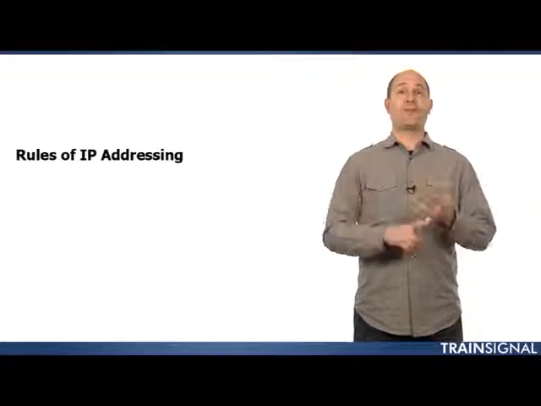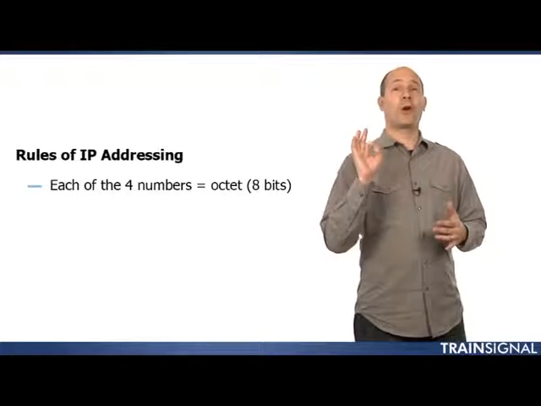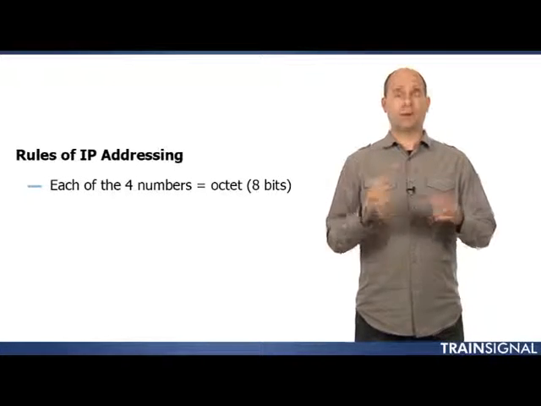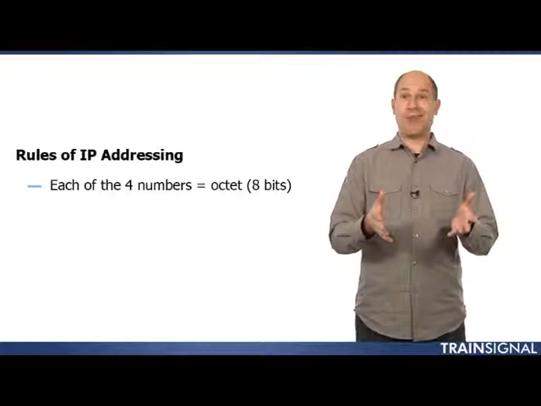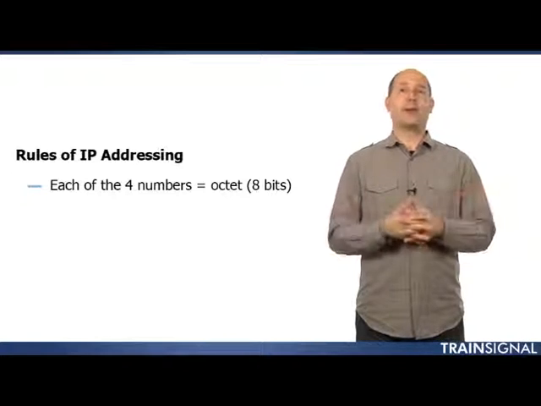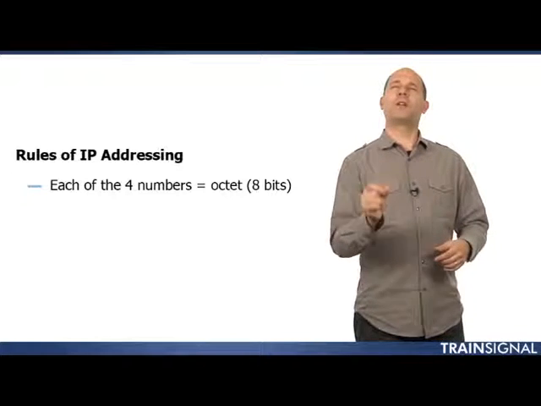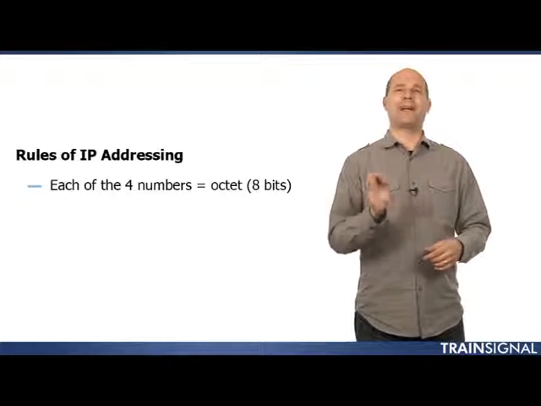So the next thing that I'd like to talk to you about is the rules of IP addressing. And these aren't all necessarily literal rules, but these are all, we could say, good tidbits of information you should know about IP addresses as a whole. Now the first thing is each of the 4 numbers in an IP address, right? There's 4 numbers when we say something like 192.168.10.1. That's the 4 numbers. Well, each of those numbers is actually called an octet.